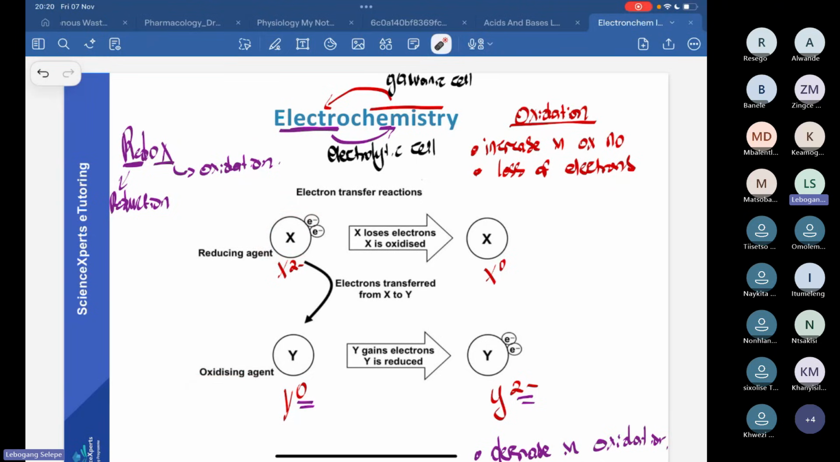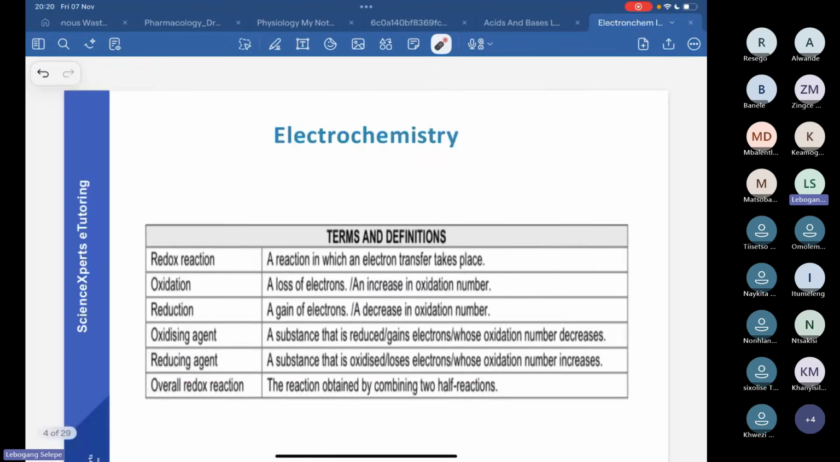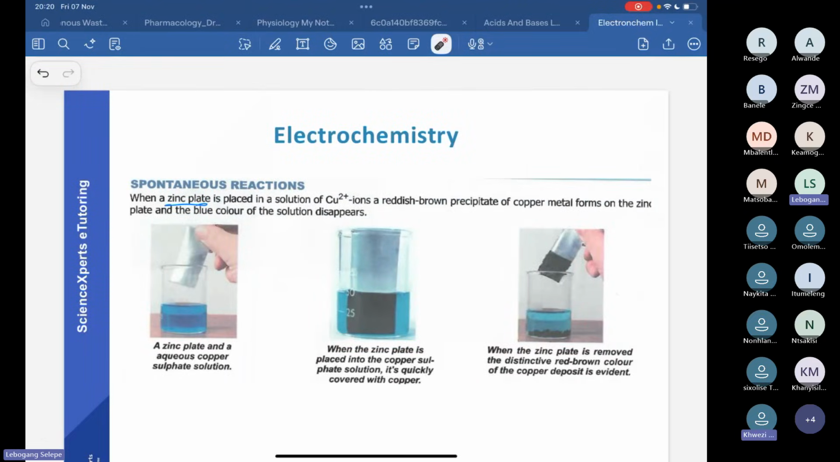Do you guys get this concept here, reducing agent versus oxidizing agent? Because it will be very much important as we move forward. All right, let's pass. Right? Yeah?